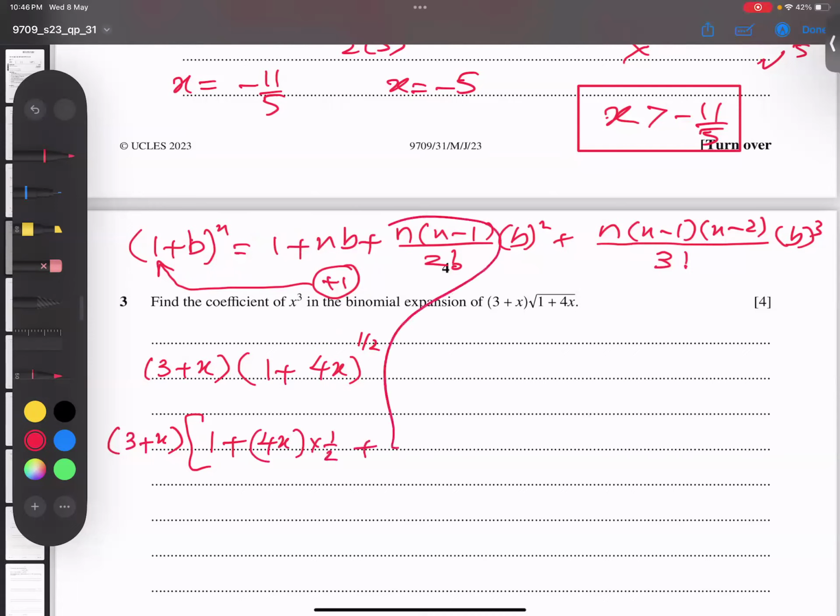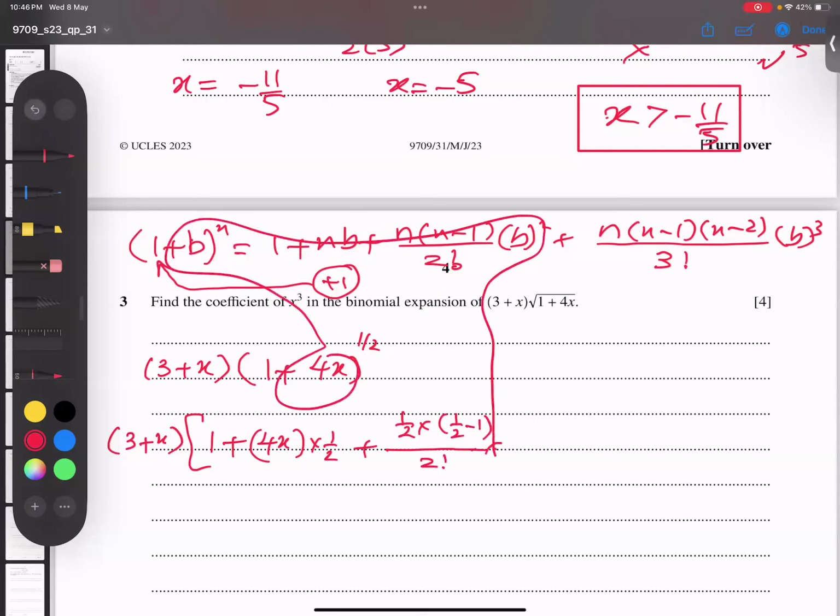Okay, now what is the next term? n into n is the power. So n into n minus 1. So I write n into n minus 1 over 2 factorial times 2 square of b, which is 4x.